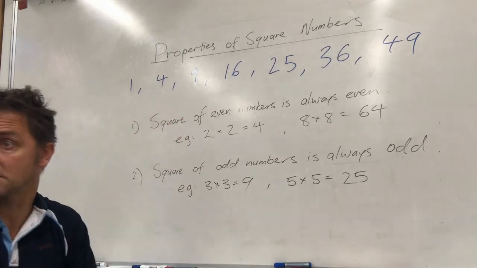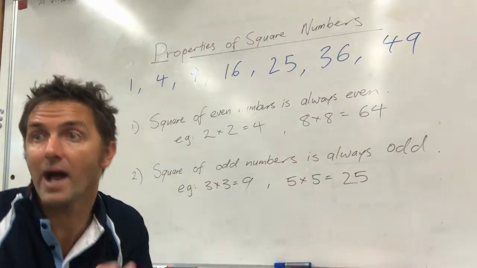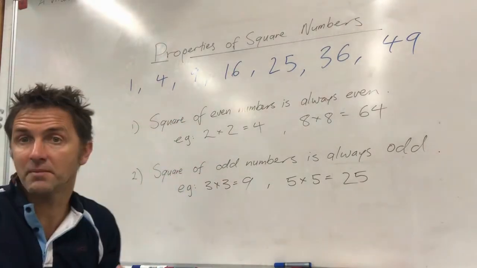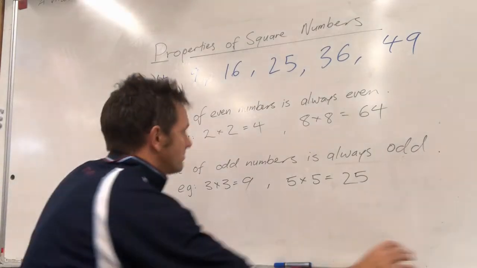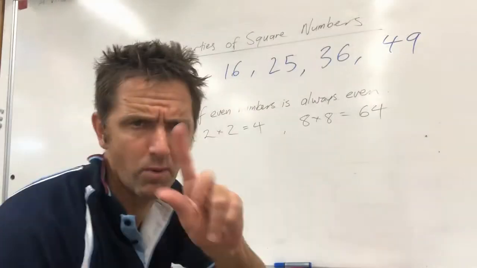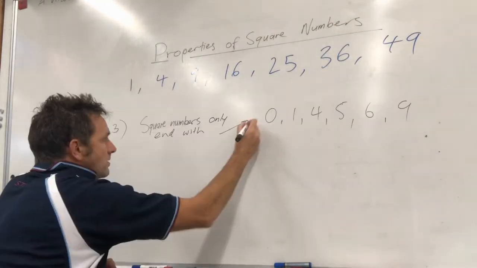Do we understand this? Yes. Right, square of even numbers is always? Even. Square of odd numbers is always? Odd. We'll do 2 more.